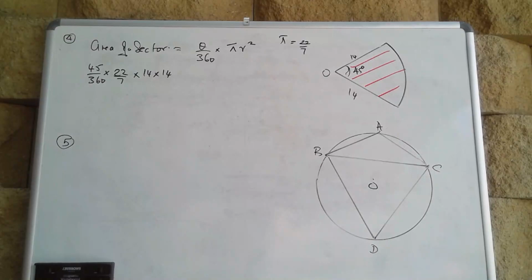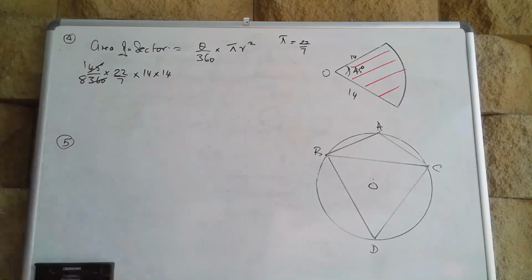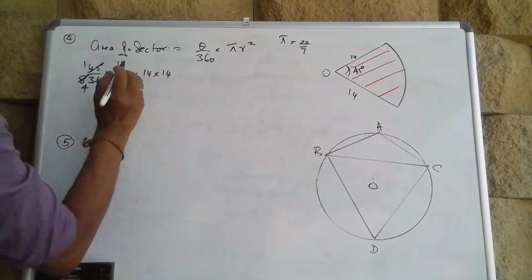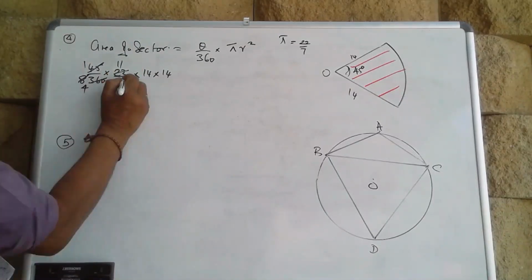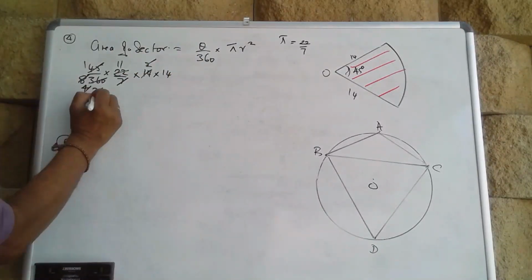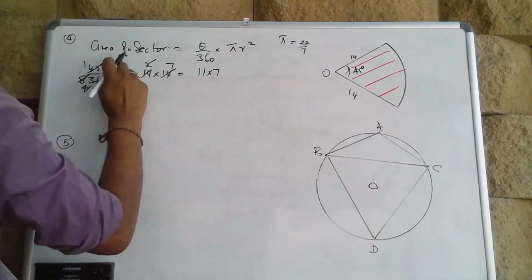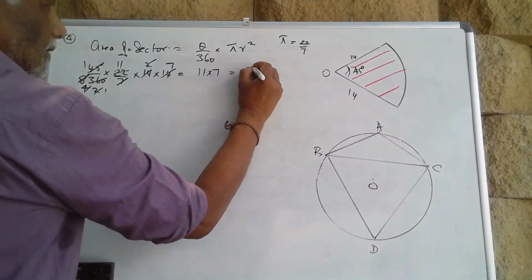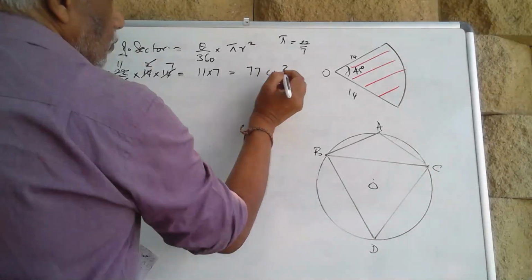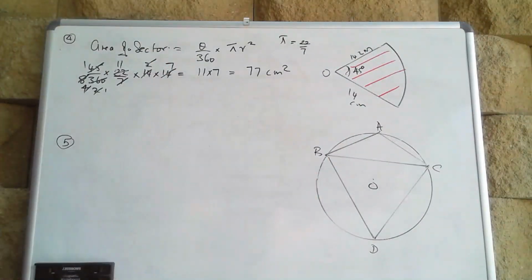So in this case, if you simplify this, 45 times 1, 45 times 8. Then I can write 2 times 4, 2 times 11. Then I can write this one, 7 times 2, then 2 times 2. Now 2 times 1 and 2 times 7. So 11 times 7 left out. So that will give the answer 77. The unit is centimeter square, since this is centimeter. That's question number 4.